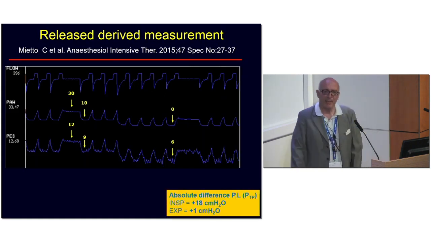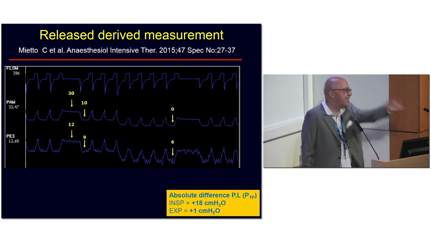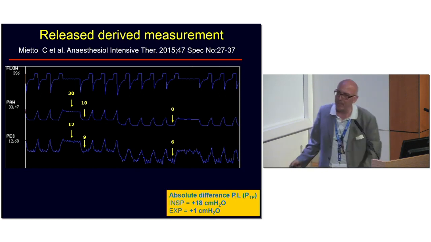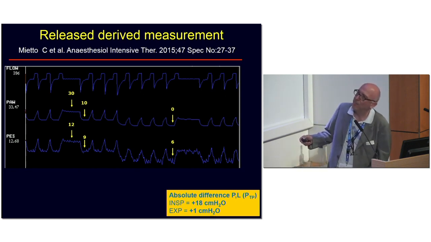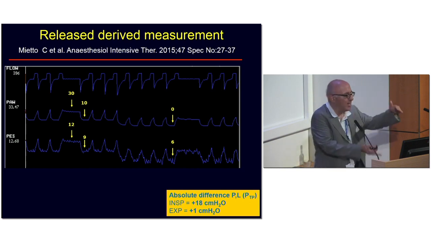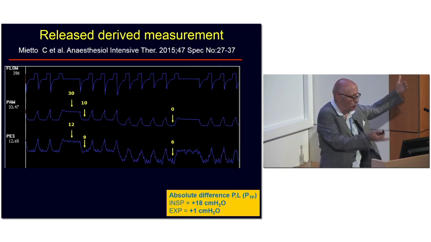And we don't like this method. We like the release-derived method. It's another method proposed. Here you have the occlusion at end inspiration at PEEP, and then you have to go to ZIP. So you standardize for the change in pressure from a PEEP level to ZIP.